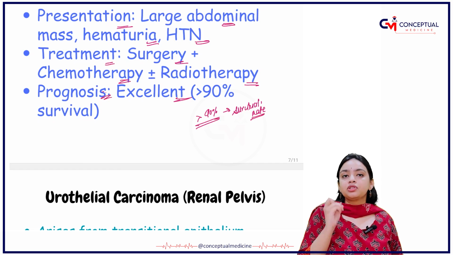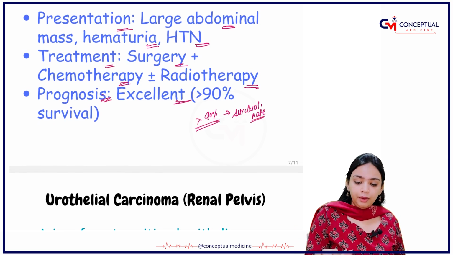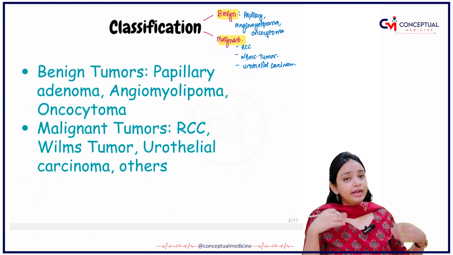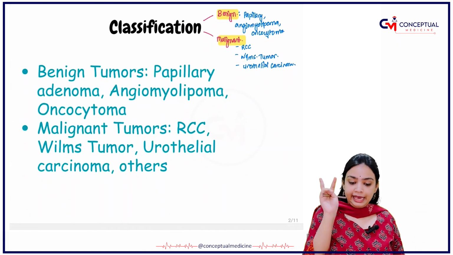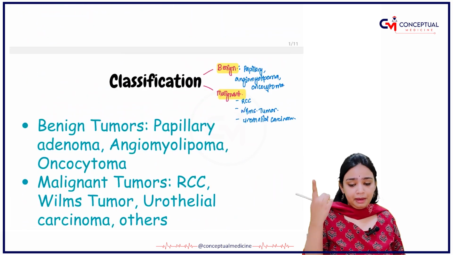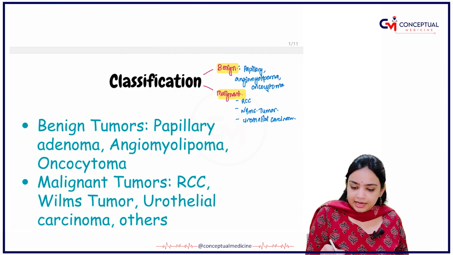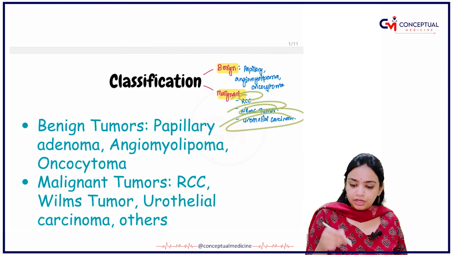More than 90% of the survival rate is there. Okay, before jumping on to the others, let's just revise what we have read. We have read about the classification. You have two types, benign and malignant. In the benign one, you have papillary that you need to remember. In malignant, you need to remember about the RCC, Wilms tumor and urothelial carcinoma.